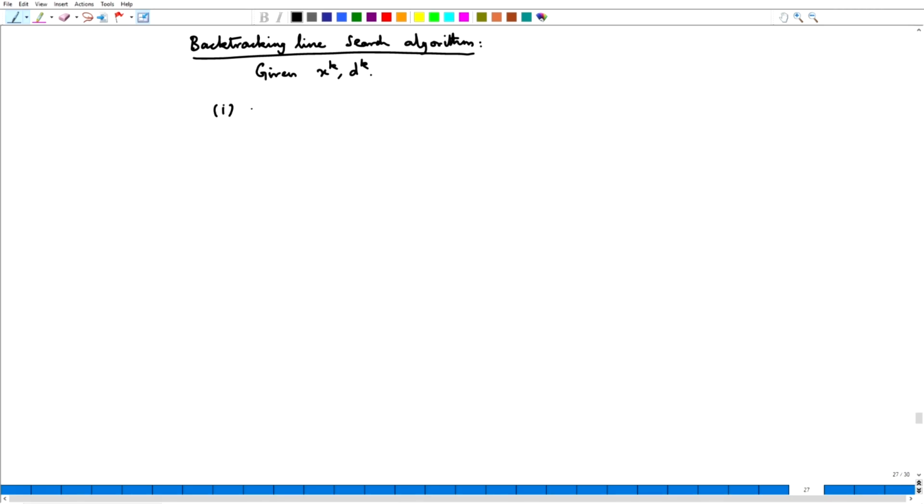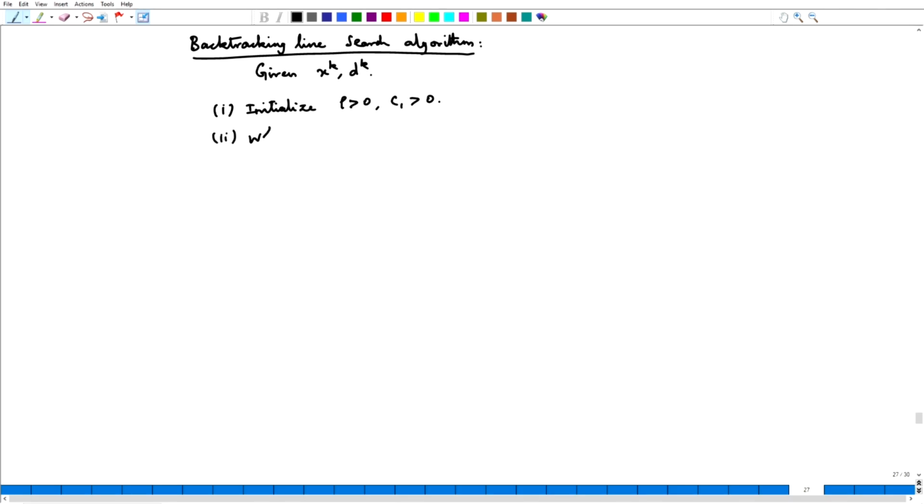Okay. So, the first step is initialize rho positive and C1 positive. Okay. So, I will tell you what these are.